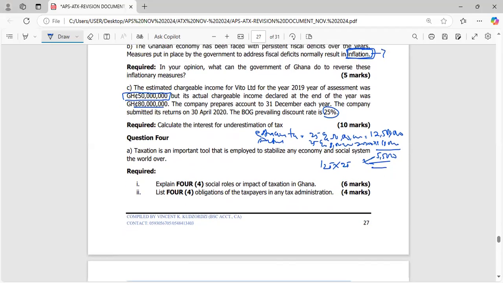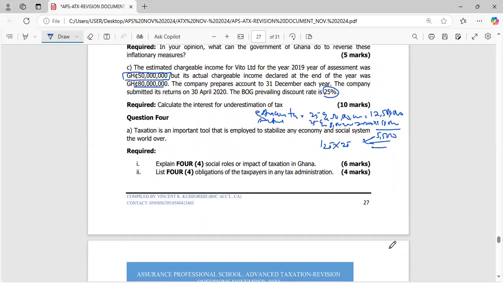Question 4. Explain 4 social roles or impact of taxation. The social roles of taxation are to redistribute income, to curb the consumption of harmful products in the society, to provide social amenities, and to curb social and environmental costs.